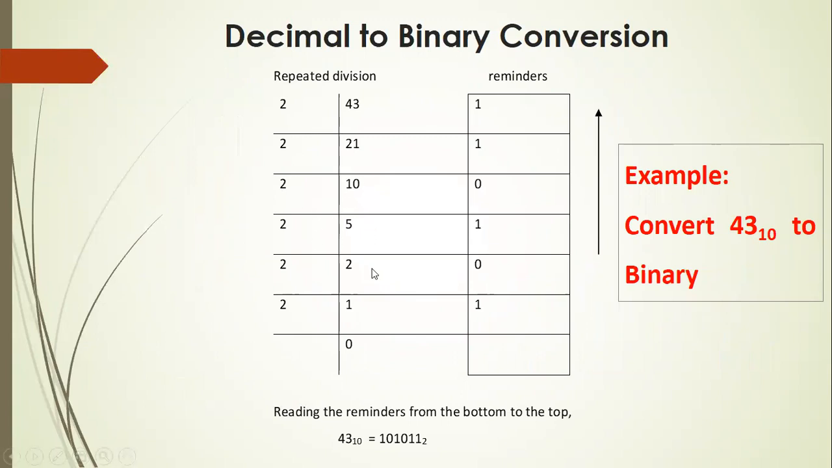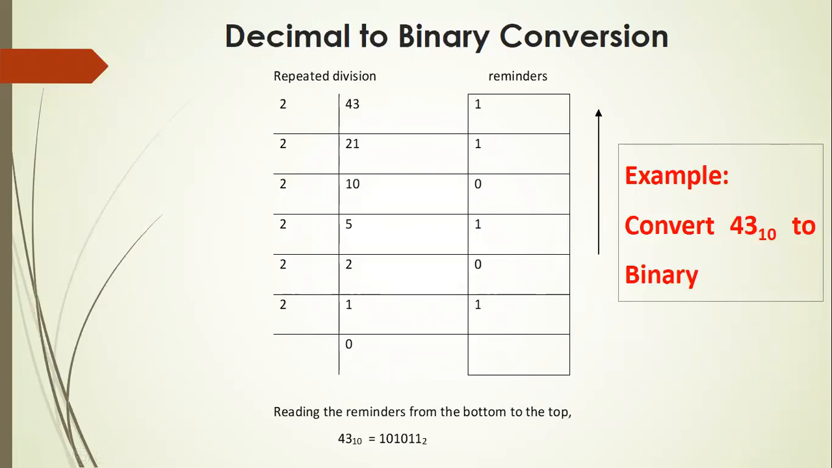And then 5: 2 twos are 4, so 1 is the remainder. Then again 2: 2 ones are 2, hence the remainder is 0. Then 1: 2 zeros are 0, so the remainder is 1. Reading the remainders from the bottom to the top, we find 1 0 1 0 1 1. So 101011 is the binary equivalent of the decimal number 43.